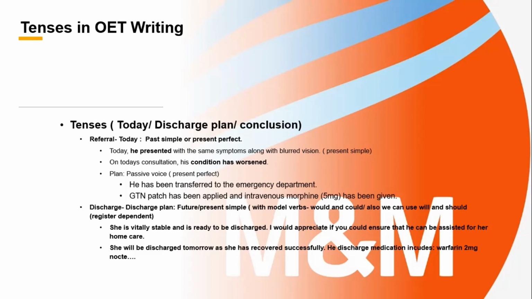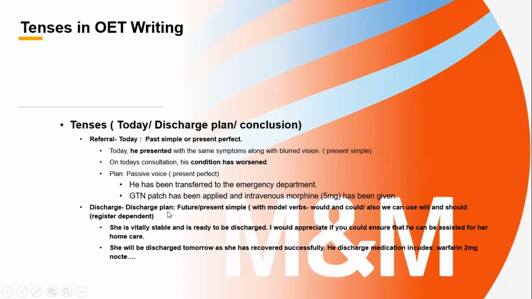So here, he has been transferred to the emergency department, right? Or a GTN patch has been applied and intravenous morphine has been given. We can use the present perfect, but in passive voice form, like it can be used in the conclusion part of the introduction.